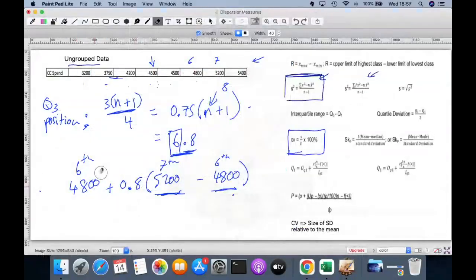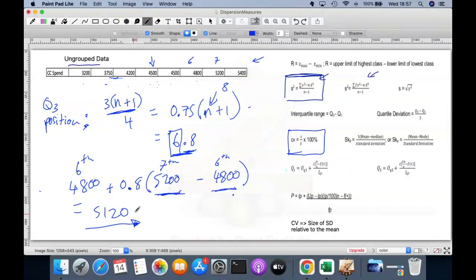Very good. Very good. So here, your final answer is 5120. Okay. And how would you interpret this? Now remember, Q3 is your third quartile. So you're talking about 75% of the population. So what we're saying is, 75% of the sample spend less than 5,120 rands per month. All right. I hope that makes sense, everyone.